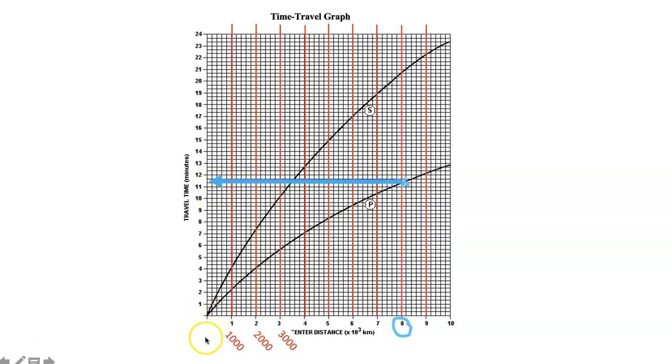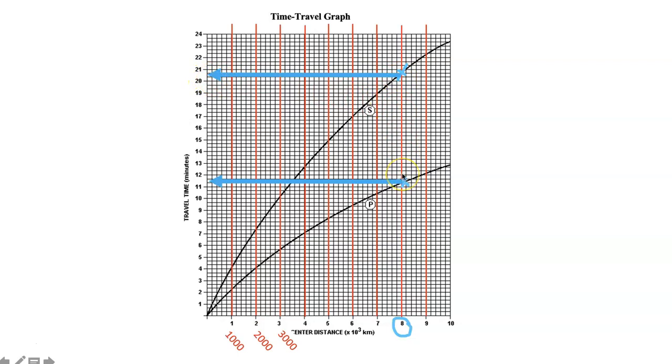Remember, if we were at the epicenter, there would be no time. It would be instantaneous, but it takes time for that wave to travel through the earth. Okay, so it took 11.5 minutes to reach us. The S wave took quite a bit longer, about 20.5 minutes to reach us.